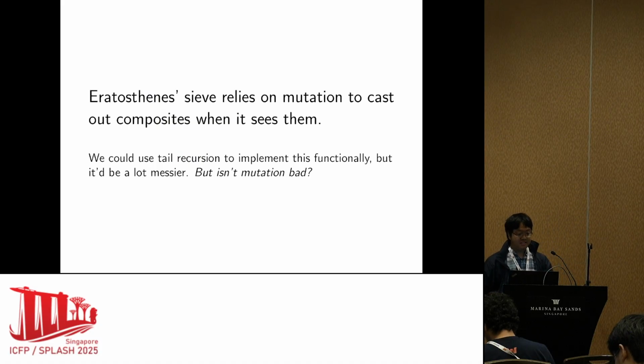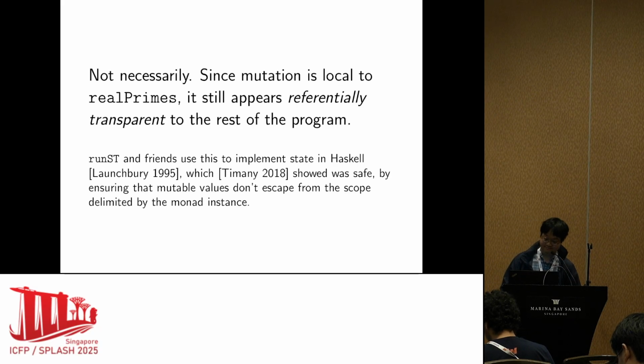It relies on mutation, and it's really an integral part of this algorithm. You could, of course, use tail recursion and duplicating arrays to implement this functionally, but it'd be a lot messier. But this also contrasts with our intuition as people who like functional programs: is mutation bad? We'd like to think it's bad, but this is a use case where it's pretty good.